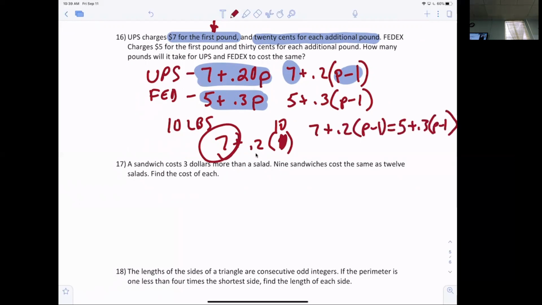What would you do if there was only one pound? Then it would just cost $7. Because that's the 1 minus 1, right? That would be 0. Right? And that's a good observation.